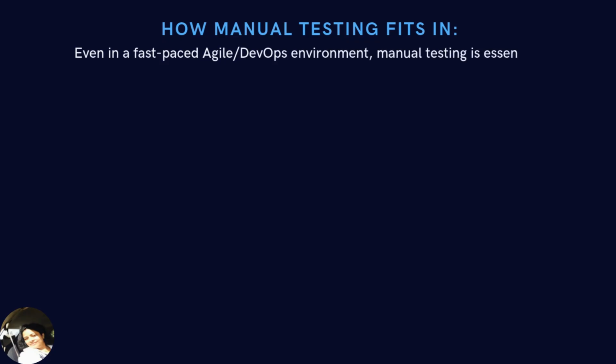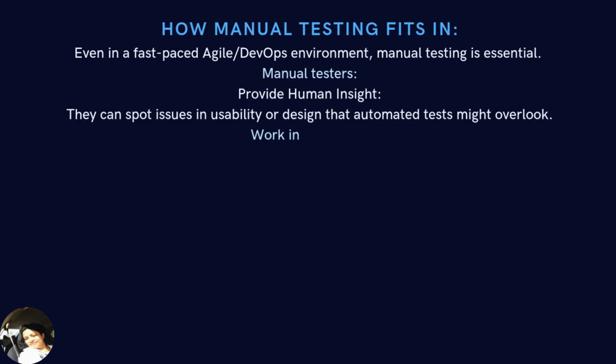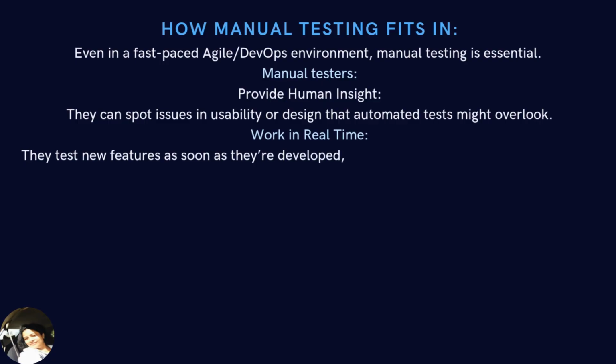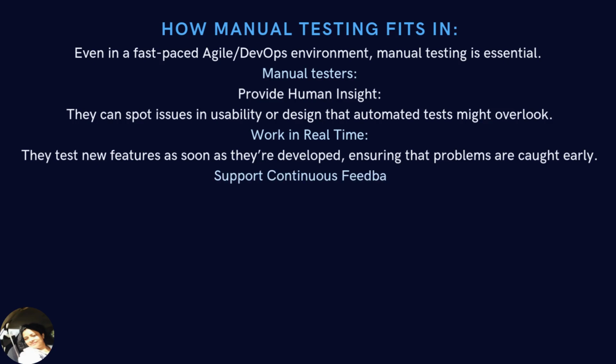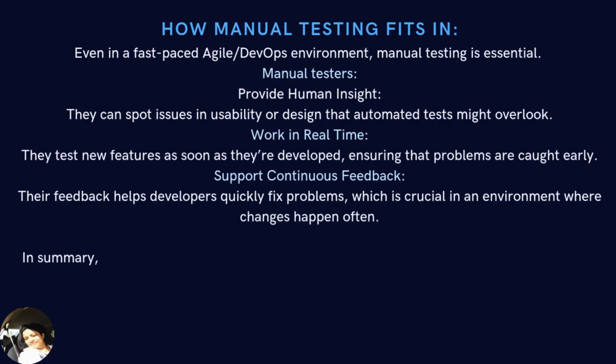How manual testing fits in. Even in a fast paced agile or DevOps environment, manual testing is essential. Manual testers provide human insight. They can spot issues in usability or design that automated tests might overlook. They work in real time, testing new features as soon as they are developed, ensuring that problems are caught early. They support continuous feedback. Their feedback helps developers quickly fix problems, which is crucial in an environment where changes happen often.